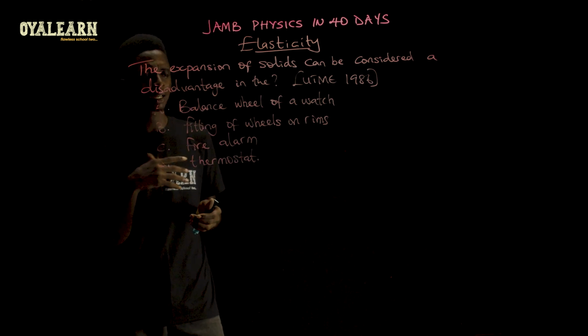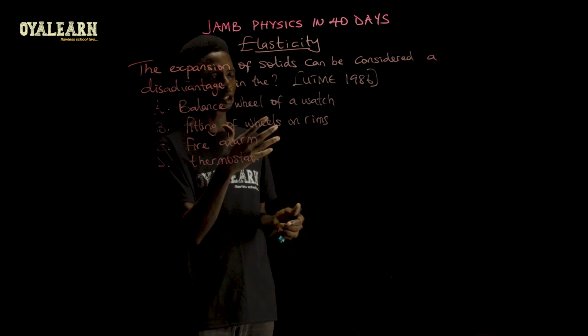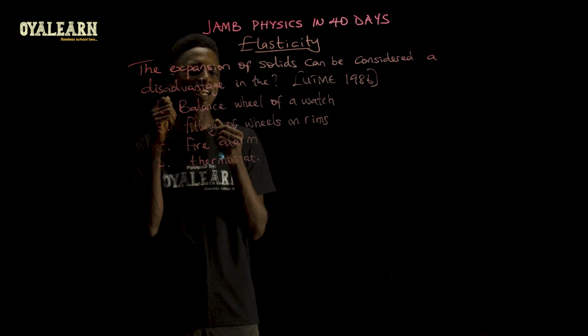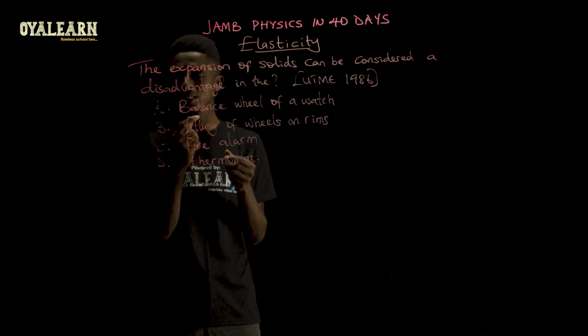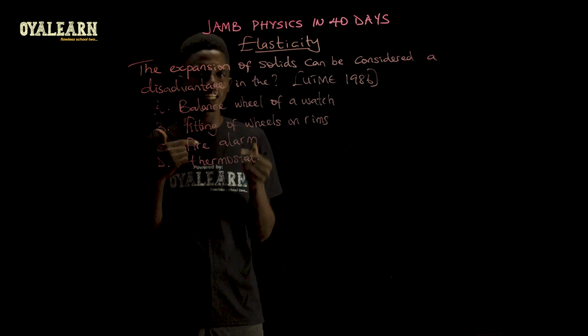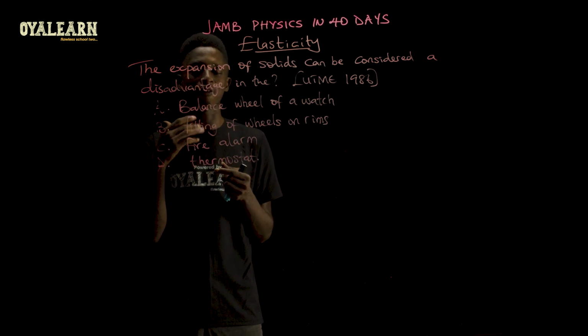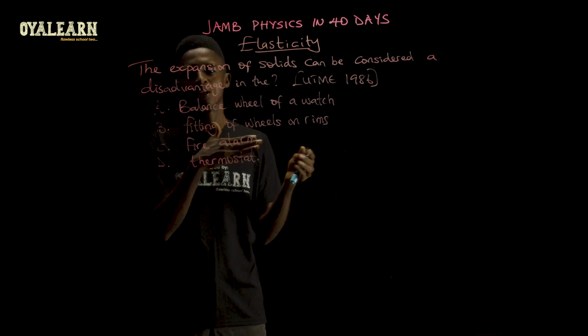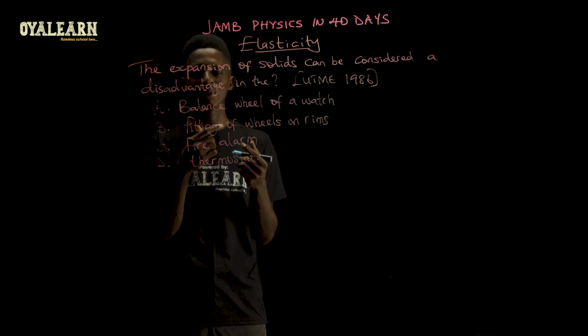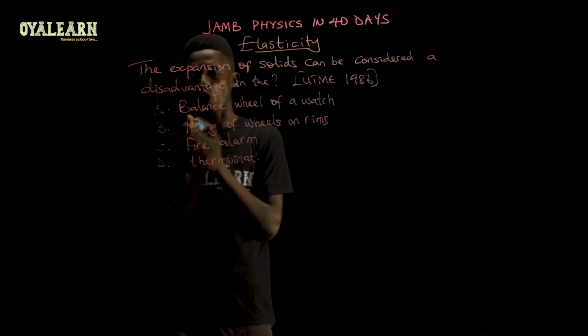Option A says balance wheel of a watch. Now the balance wheel of a watch is a metal that is designed to exercise precision. It helps the watch keep accurate time, and a small change in its length can affect the watch keeping time. So it can cause it to lose time if it changes length, whether it expands or contracts.